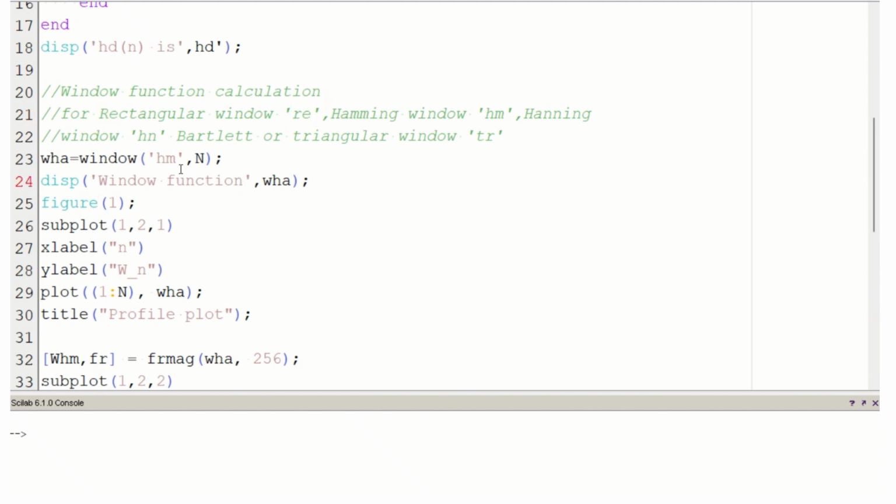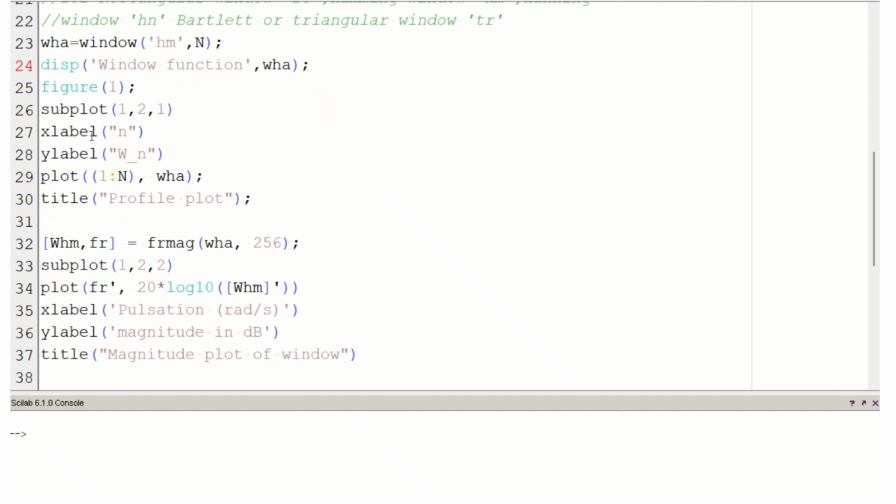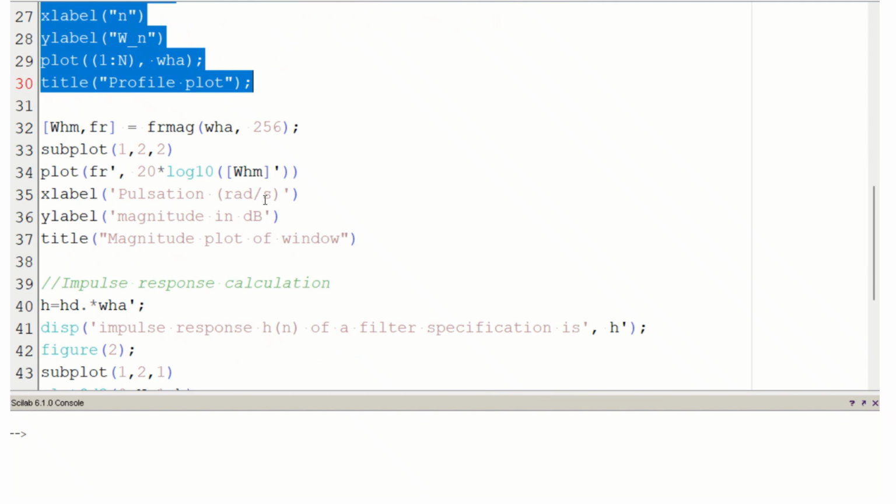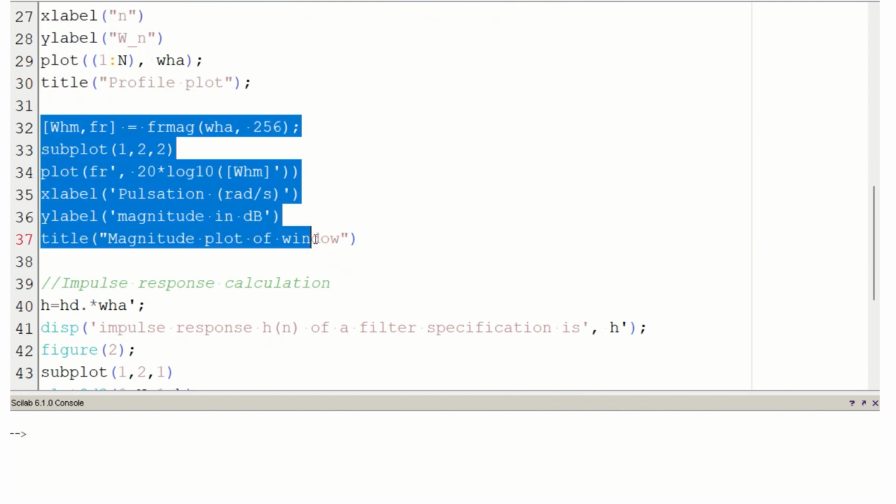Right? So once we have got the window function, then we are going to plot that windowing value over here and its magnitude plot over here. These are the two parts of the program in order to have the profile plot of the window function and the magnitude plot of the window.